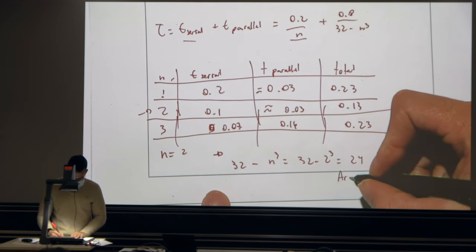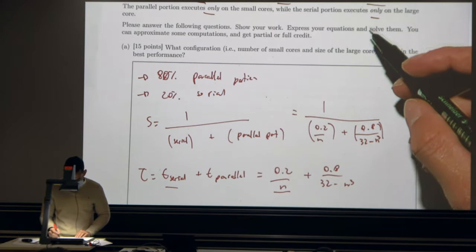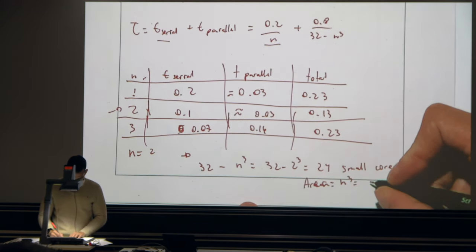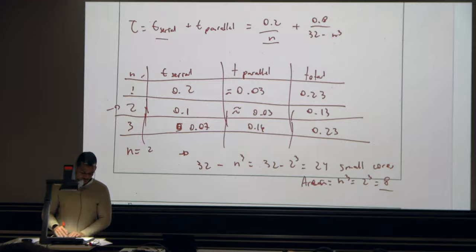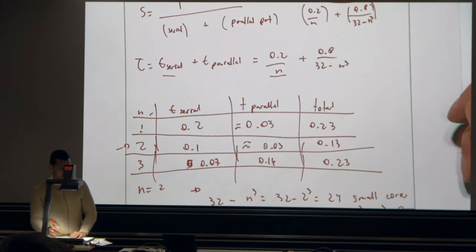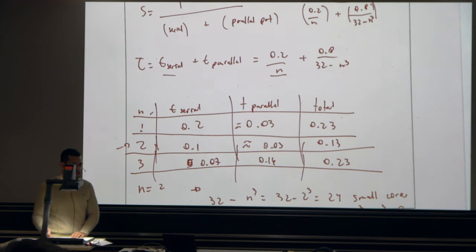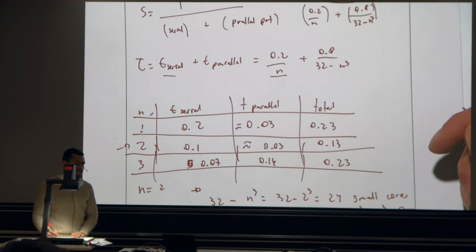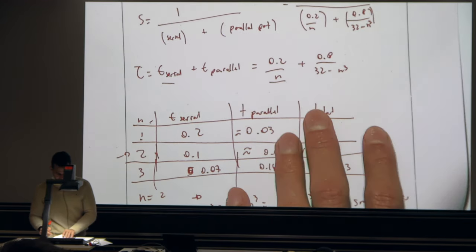and the area for the larger core is given by n cubed, so it is 8. Any question about this? So in the solution, we solve it by calculating based on placing values in the table for this equation here, but it's not necessary. You can take the derivative and find the maximum or minimum values here also, if you want to guarantee that you find the best solution. So this is the first question, the first part.